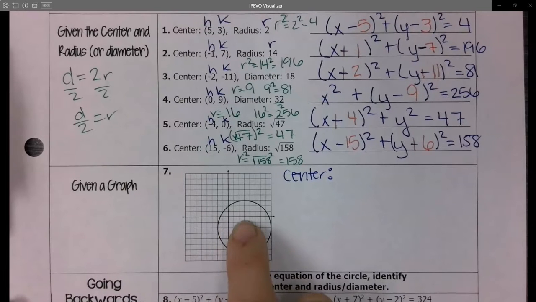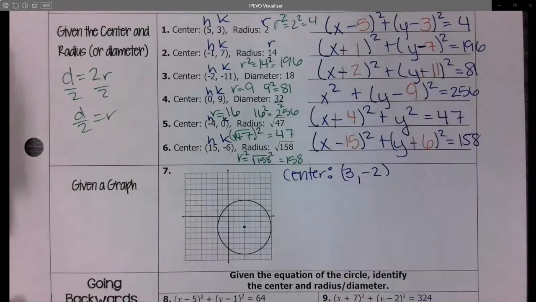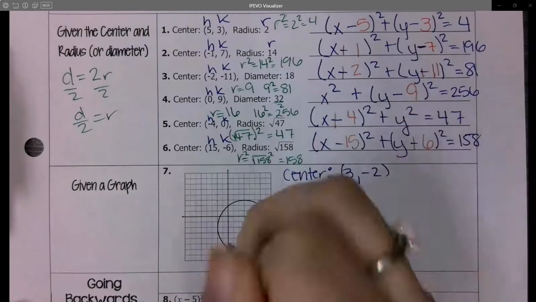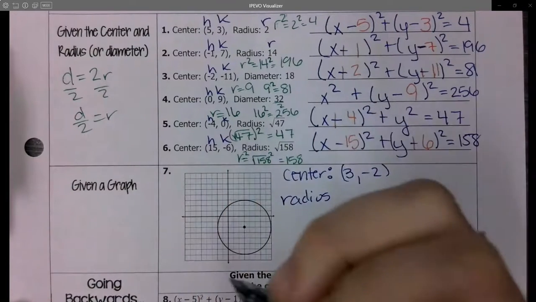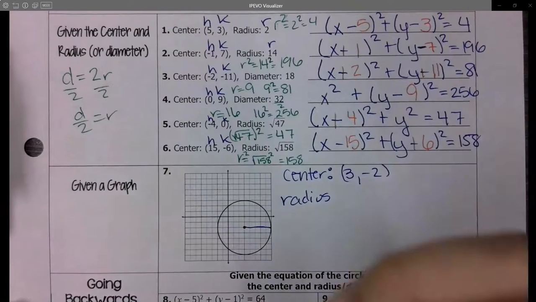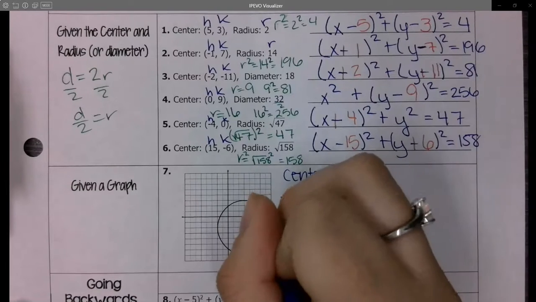So it's going right 3, down 2. So this is 3, -2. Remember, you always do left and right first and then up and down. And then I want to figure out my radius. So what I do is I can count from the center to either up and down or straight across. I want to make this easy on myself, so I don't want to have to do a slanted line. How many squares are there from the center to the edge? 5.